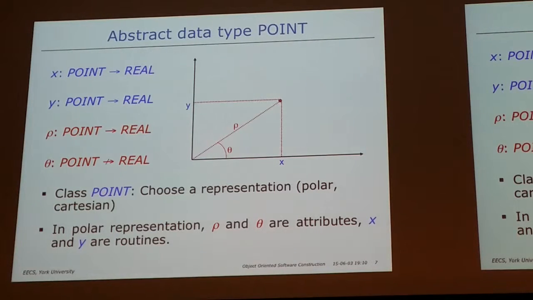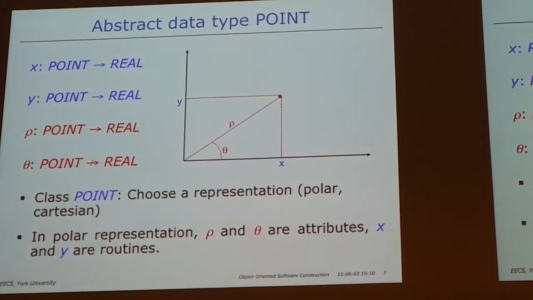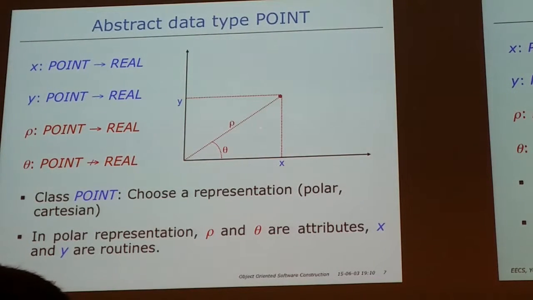Yes? Why is the angle a partial function exactly? So the point, let me see. Okay, so basically either you're given x and y, and given x and y you should be able to calculate theta and rho, or the other way, if you're given rho and theta, you should be able to calculate x and y.